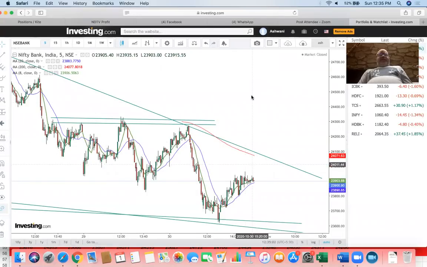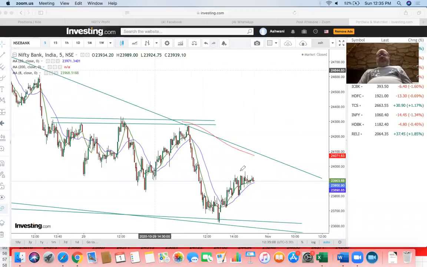So either we have some kind of a gap up into 24,250, and from there we tumble down, or we have a gap down towards Friday's low, and from there we move higher.